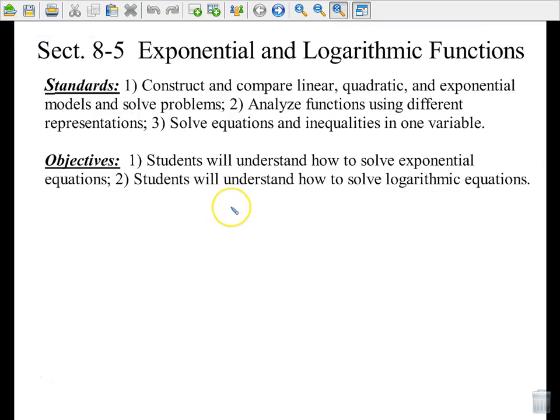So hopefully you understand things like how to evaluate a logarithm, how to change from exponential to log and vice versa, and those three properties that we learned are going to come into play as well as we learn how to solve equations. So let's just jump right in.